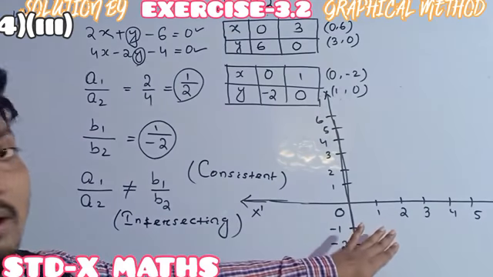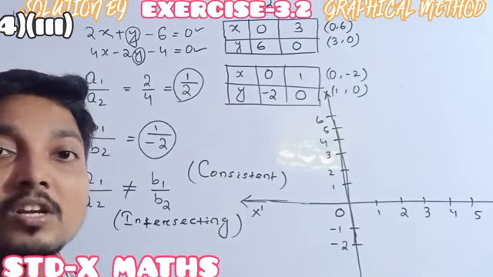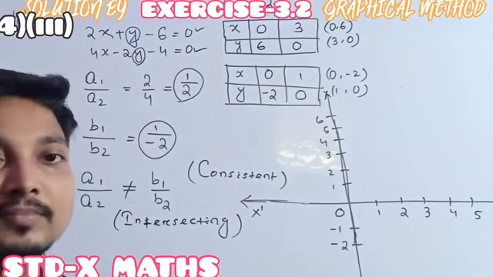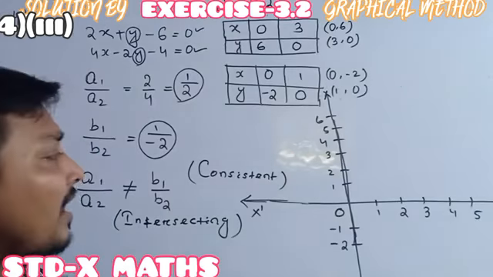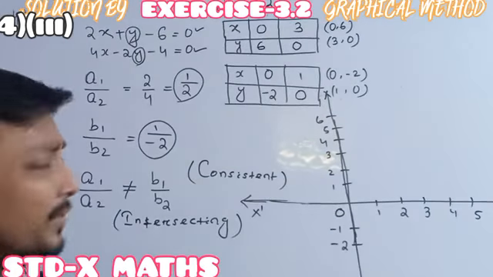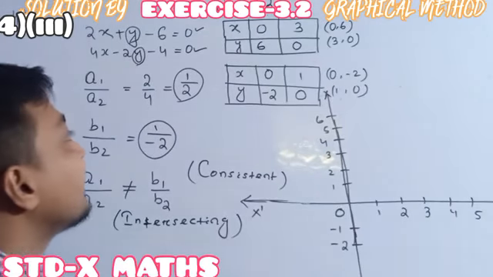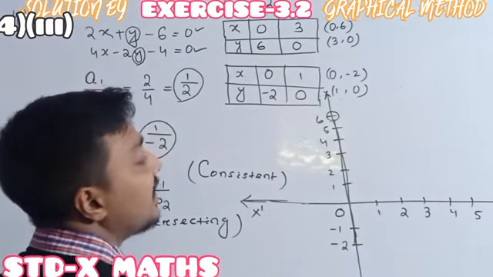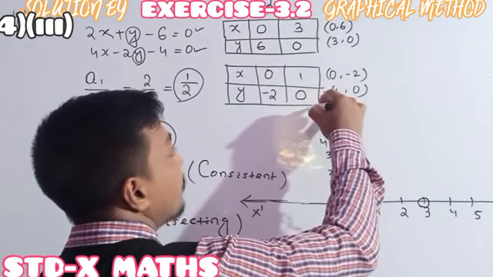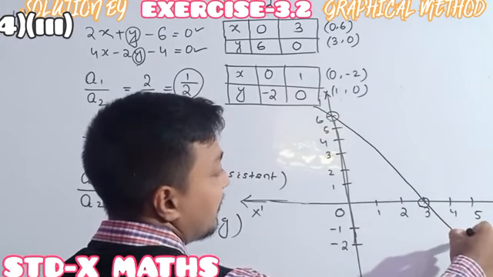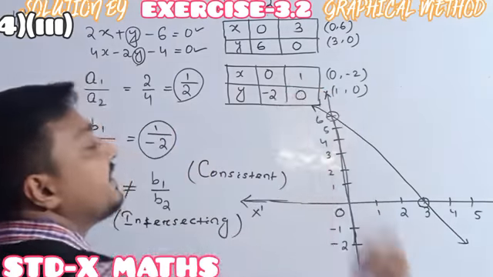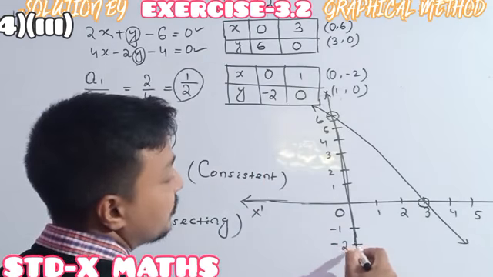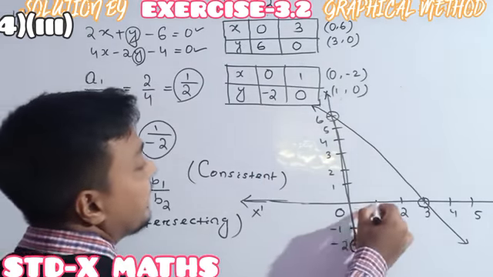Listen, all these things must be done on graph paper, so that you obtain the correct answer. Otherwise, you will get an incorrect answer. See, here the first points are (0, 6), a point here, and (3, 0), a point here. On joining these, we get the line which represents the first linear equation. Another one has (0, minus 2) here, and (1, 0) here.